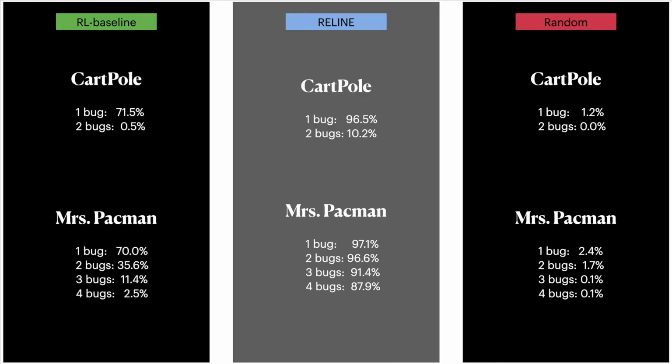Finally, Reline demonstrated to be very good in spotting all the bugs in a single game, with the exception of Cartpool. Here the problem is that the game has a limited time, and so to spot both bugs, the agent needs to move on the first bug and then move on the second one, while keeping the pole stable on the cart. And this is not really easy, considered the limited time.